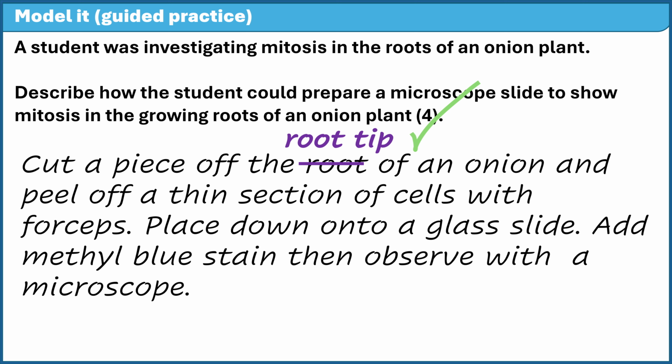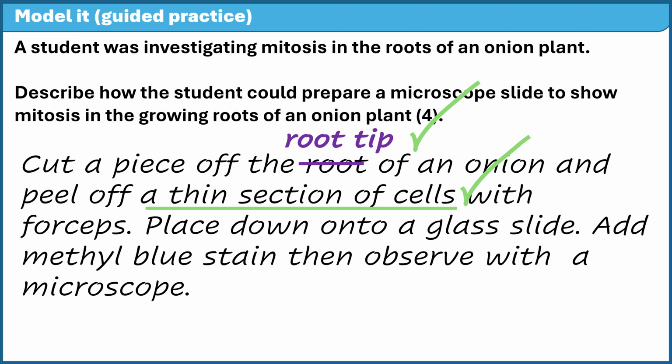Next, the student said, peel off a thin section of cells. So this is correct. They would achieve a mark for that. Now, we're not actually going to give them a mark for saying place down onto a glass slide, and the reason why is because it's in the stem of the question. The question says how to prepare a microscope slide. So you can't always get marks for repeating what's in the question. So instead, we have to look at the next point, which is about the use of a stain.